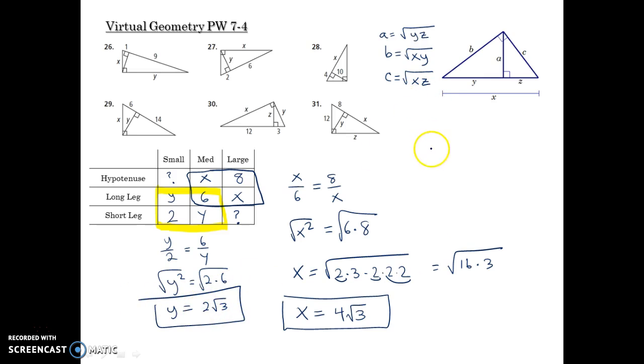So hopefully there's a couple of methods you saw, and maybe one of them you like better than the other, and that's the one that you can use.